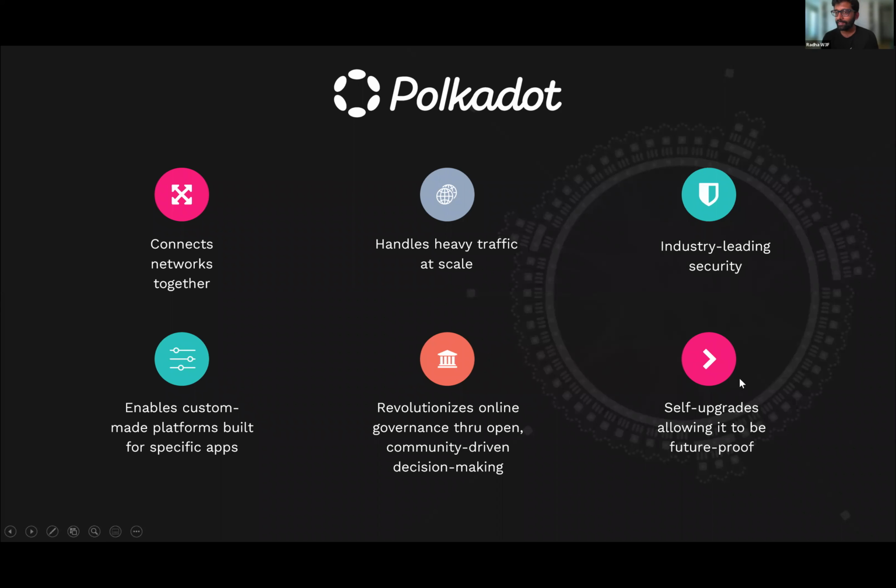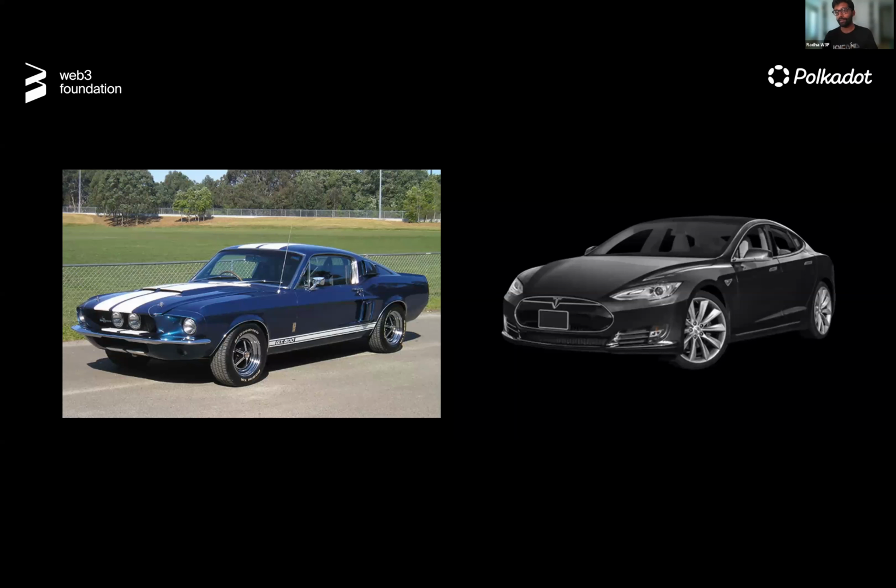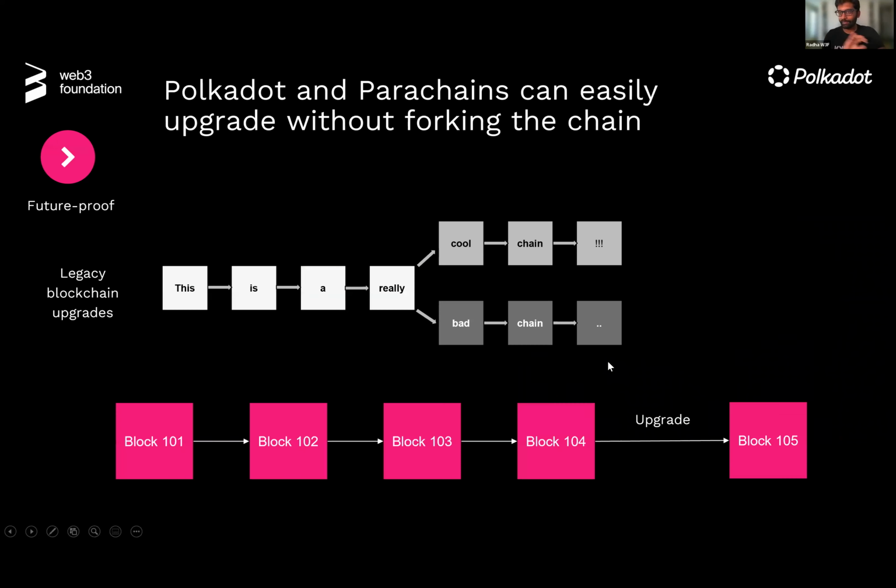And the thing that I'm very interested in, and find very interesting, is the self upgrades, or forkless upgrades. So let's see how they happen and why they're important for you as a blockchain developer. You need not finish a blockchain in full to deploy it. You can deploy your blockchain like this, and then over time you can upgrade it to this.